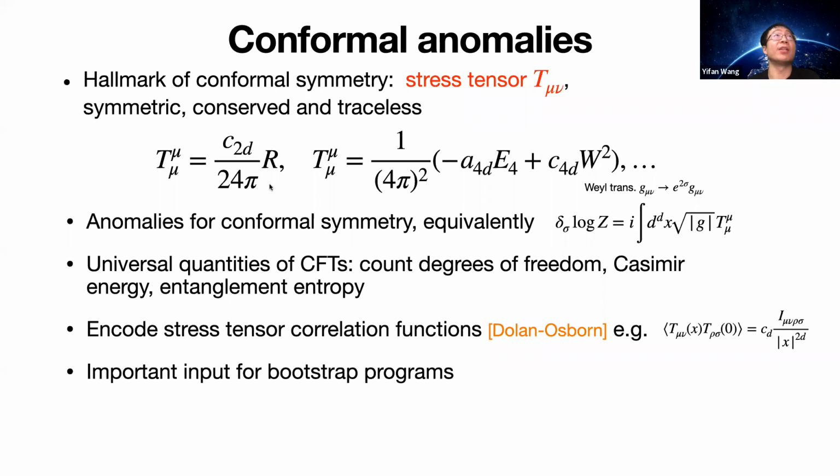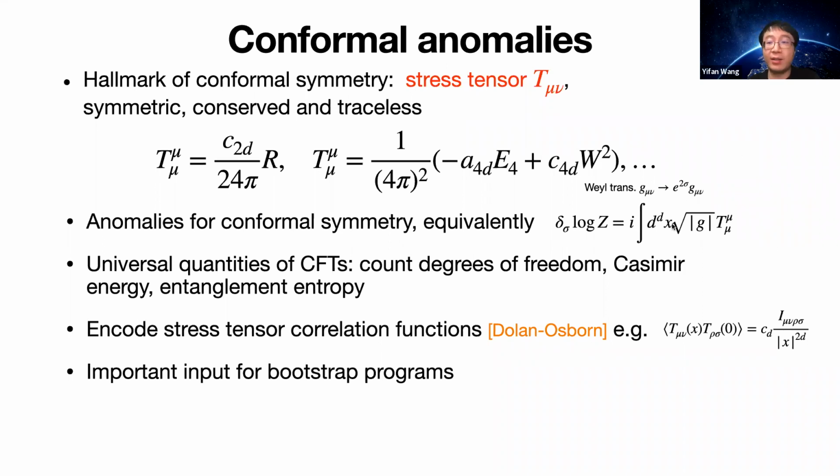which takes the following form in 2 dimensions and in 4 dimensions. This R, E4 and W squared are curvature invariants in the corresponding dimensions. And the anomaly is captured by the coefficient c in 2 dimensions and a and c in 4 dimensions, and their generalization to higher dimensions. These conformal anomalies, as the name suggests, are anomalies for conformal symmetry, but equivalently, they can also be detected by a Weyl transformation of the partition function when coupled to a non-trivial background metric as follows.